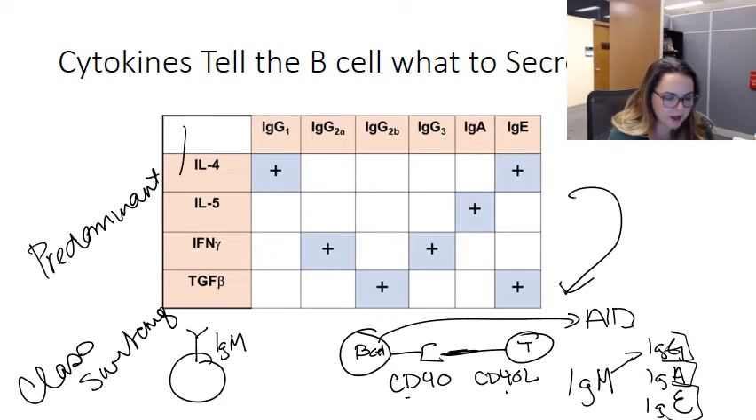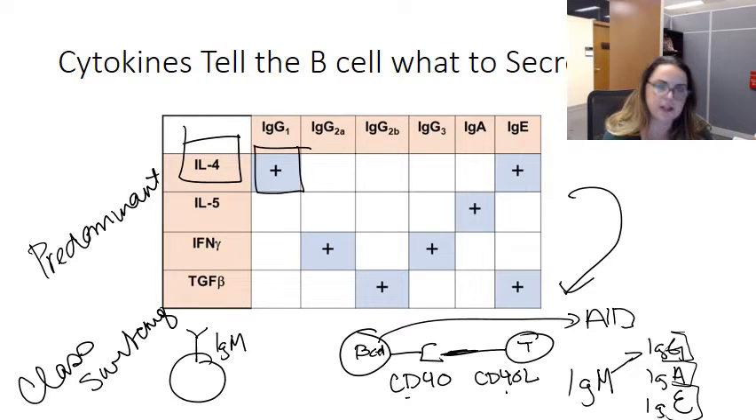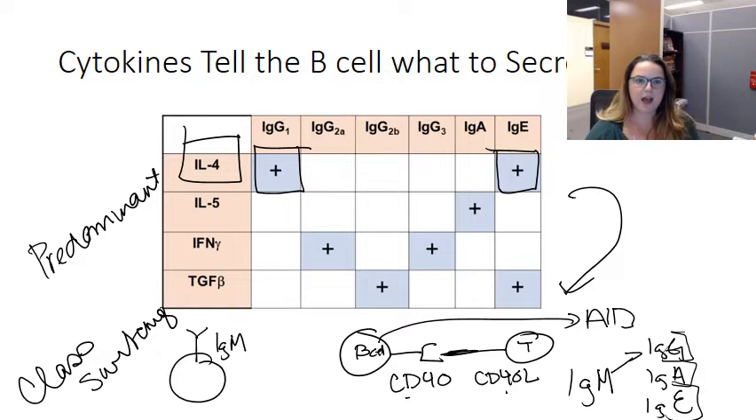But if there is a lot of IL-4 in the area, some of the B cells are going to begin making IgG, and some of the B cells are going to begin making IgE. And you're probably going like, okay, but how do they decide which one to make? Good question.